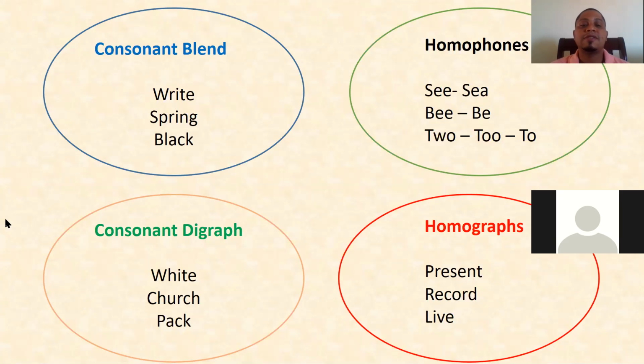All right? So this is consonant blend. This is consonant digraph. Consonant blend: two consonants together, two sounds. Three consonants together, three sounds. Consonant digraph: two consonants together, one sound. That's it.